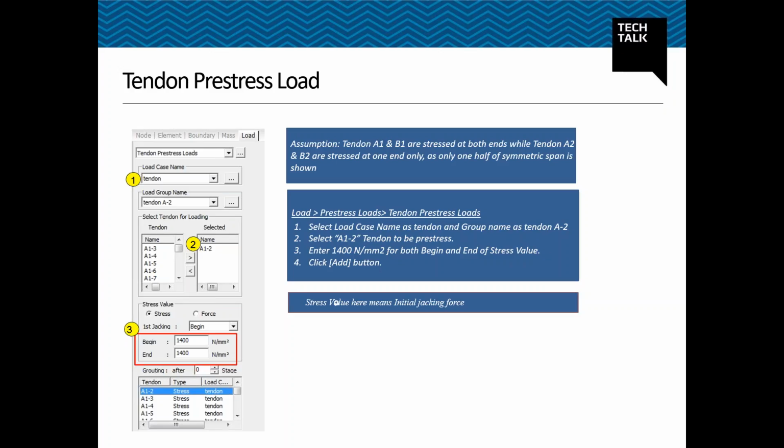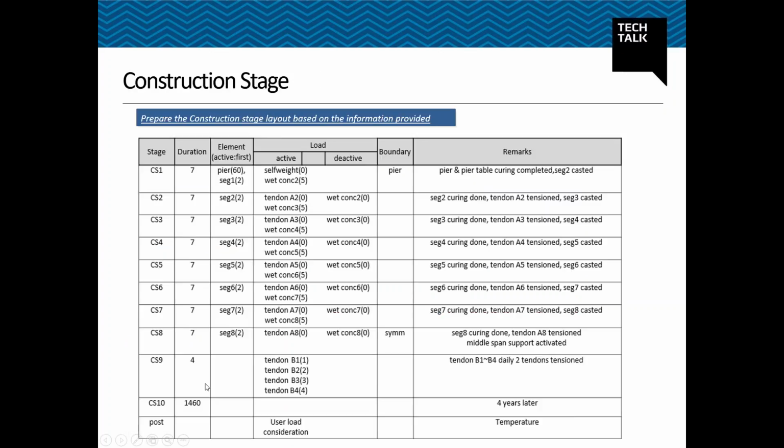So for example, if we have one tendon and we want to stress that particular tendon in different stages, then we can apply the successive pre-tension load to that particular tendon in different stages. So this option is available, and we can generate the various construction stages.